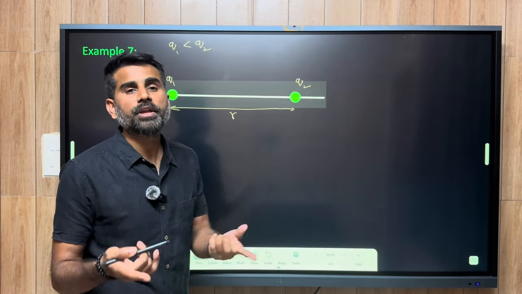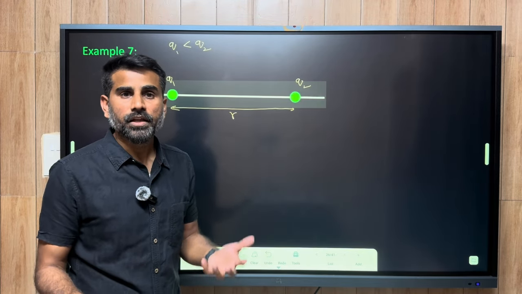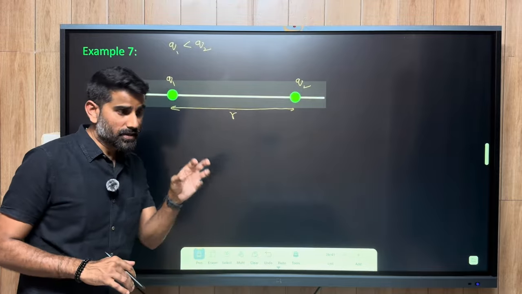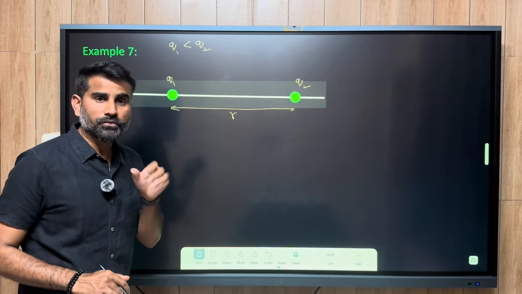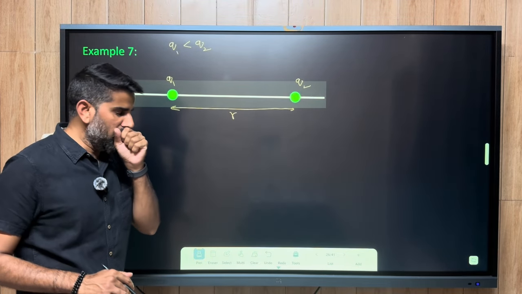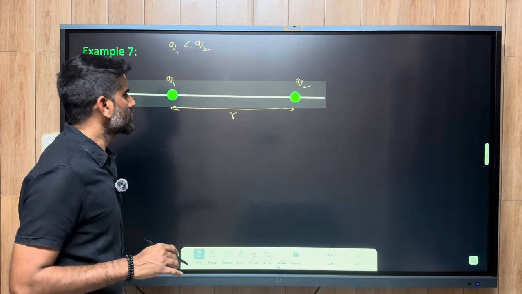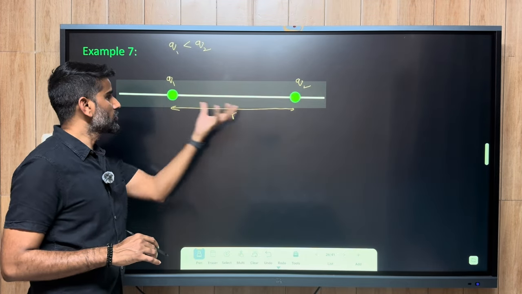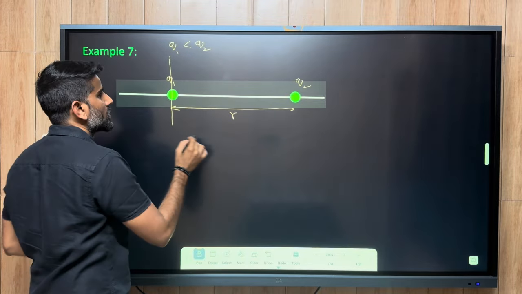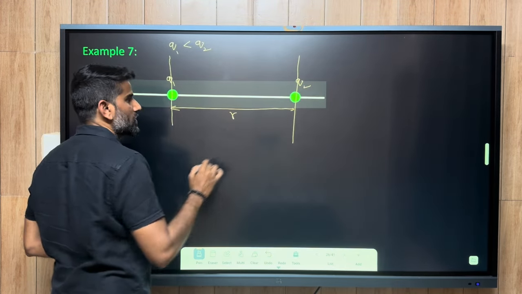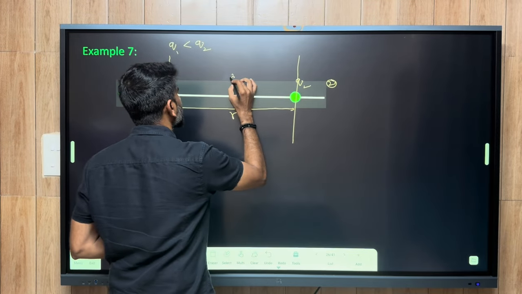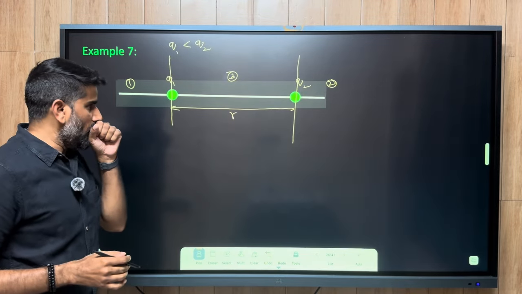be placed such that it will be in equilibrium? If not all the charges, only the third charge will be in equilibrium. We have to place the third charge such that it will be in equilibrium. Okay. I am going to divide this diagram into three regions. This is one such region and this is another region, and we have three regions: region 1, region 2 and region 3.